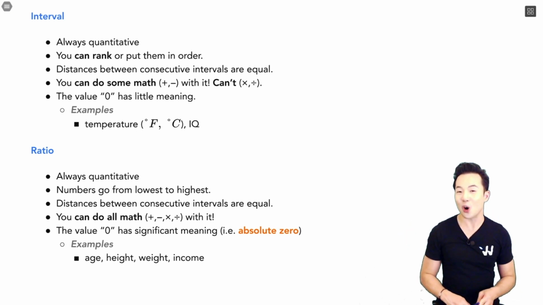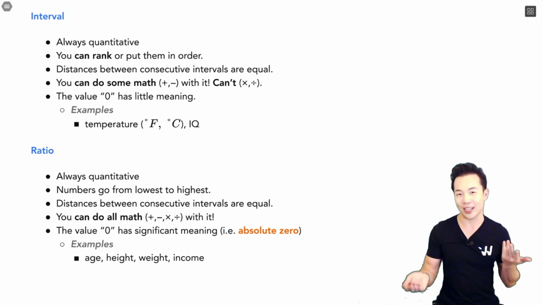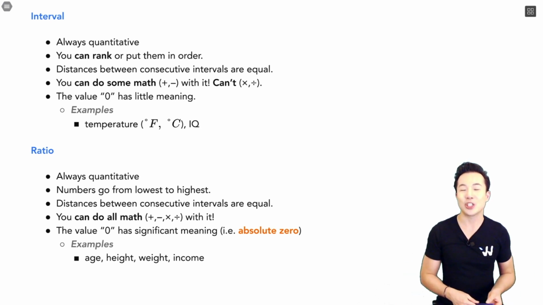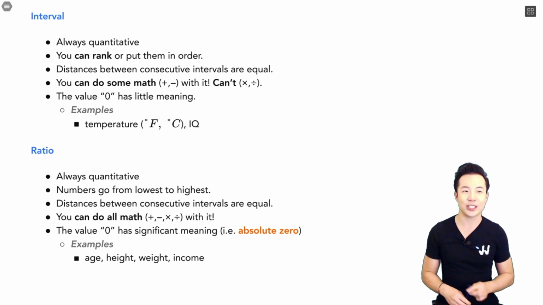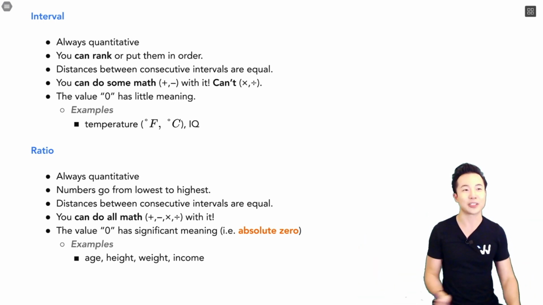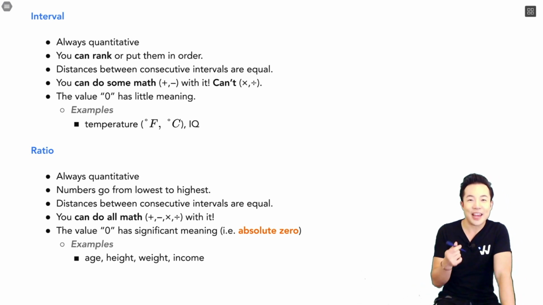Ratio is also always quantitative. Numbers go from lowest to highest. The distances between consecutive intervals are equal. So far it sounds kind of like interval, but you can do all math with it. You can do adding, you can do subtracting, multiplying, division, all of it, all math, all yours. So a ratio is purely quantitative, and the value of 0 does have meaning.